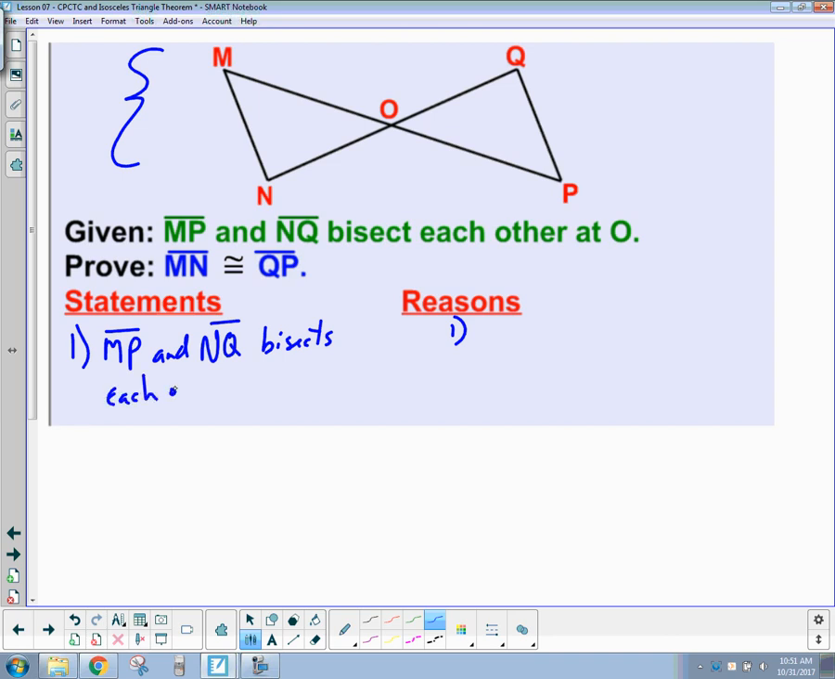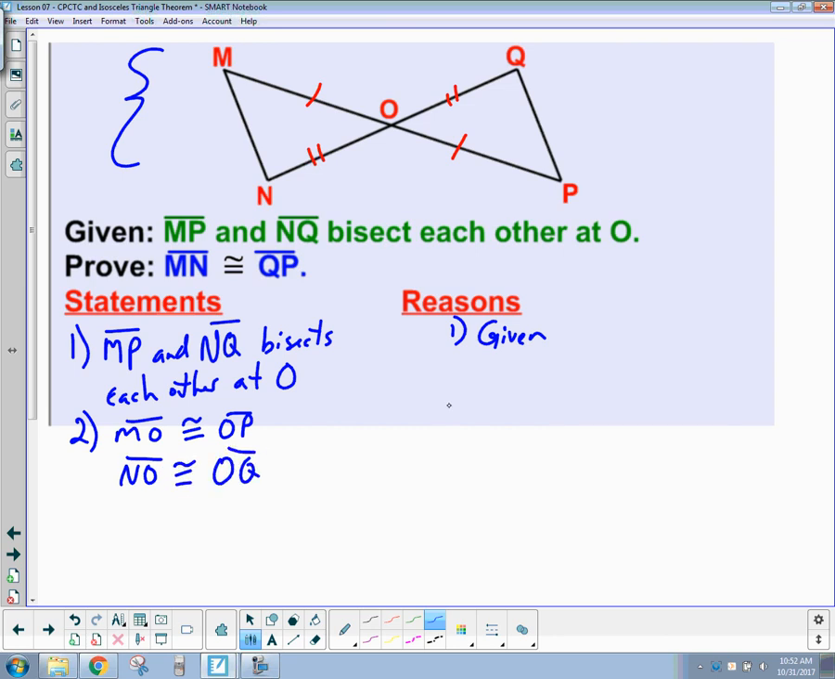MP and NQ bisect each other at O. And then given. Now, the fact that this says MP and NQ bisect each other, that means we can say that MO is congruent to OP and NO is congruent to OQ. So let's go ahead and write that. I can put each one on its own line, but I'm just going to combine them because I'm lazy and trying to write as little as possible. So MO is congruent to OP and NO is congruent to OQ.